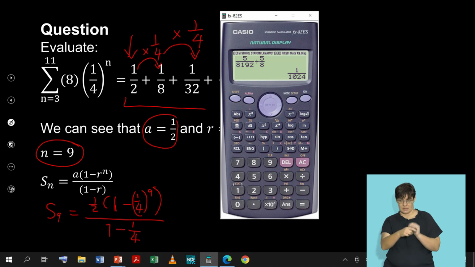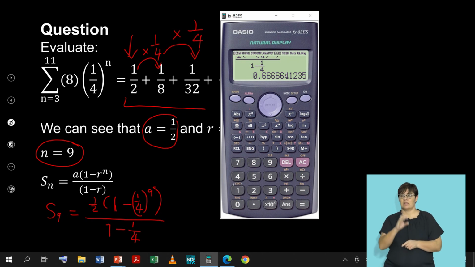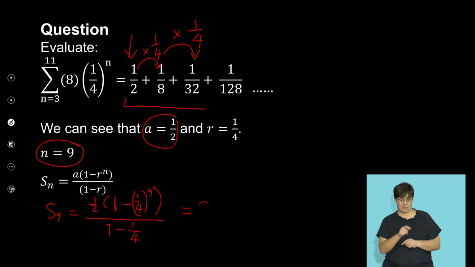So let's plug this all into my calculator. So we've got a half multiplied by 1 minus a quarter to the power of 9 over 1 minus a quarter. Let me just make sure that fraction comes in. So this sum is equal to 0.67 if I round to the second decimal place.